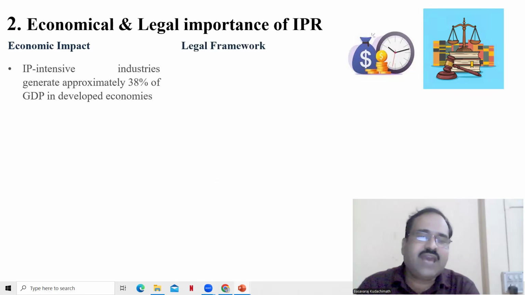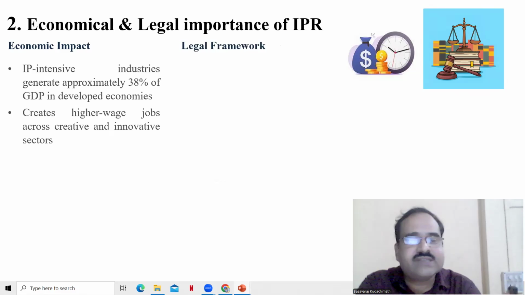These companies, when they have the patent rights and IPR properties, can utilize them and earn more profit. By that growth, they can contribute to the national exchequer, or the treasury of the country, by paying a high amount of taxes and all that. So 38% is the GDP contribution by IP intensive industries like pharmaceutical companies, information technology industries, or even new innovative design companies and all that.